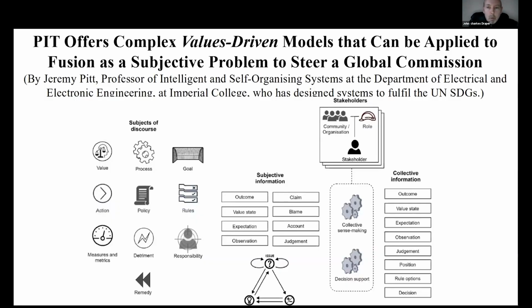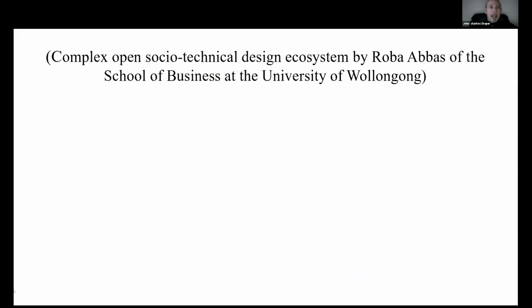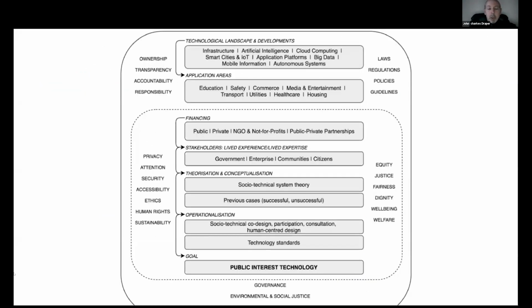So one of the solutions we are suggesting is a global commission. Global commissions have been used for the eradication of polio and HIV in the area of health, and also more recently by the International Energy Agency for energy. And you can read more about that in our publications. But a global commission would have subjects of discourse, subjective information, stakeholders, and collective information, and would have argumentation occurring throughout it. It would be a complex socio-technical design.